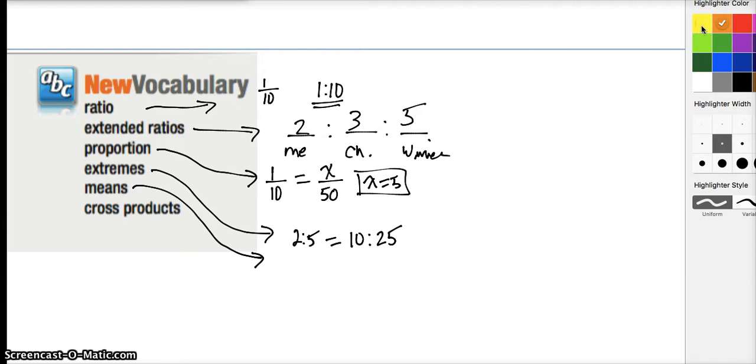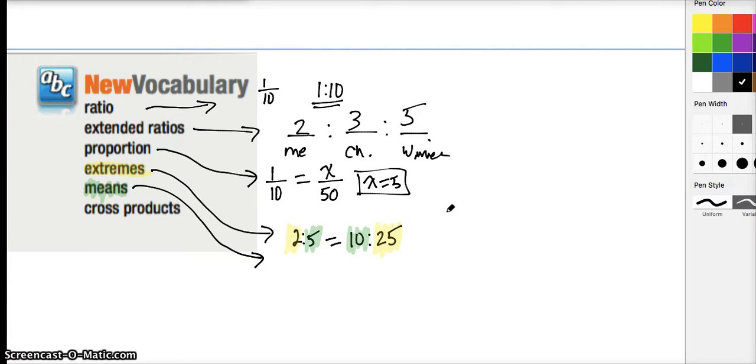When we look at this situation, the extremes are considered the numbers on the outside. So I'm going to highlight those in yellow. So if you think about extremes, they're the things that are furthest on the outside. And the means would be the stuff in the center. And so that's these guys on the inside. And then there's this rule that we'll talk about that says the product of the means, 5 and 10, is equal to the product of the extremes. So the means are these numbers on the inside, and the extremes are the numbers on the outside.